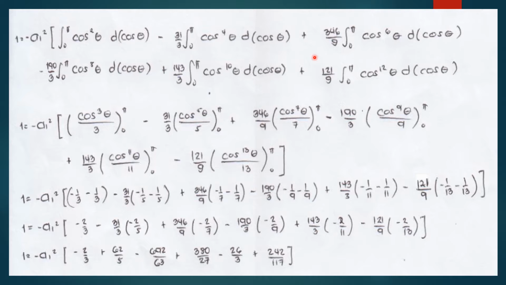346 over 9 integral of cosine theta raised to 6 d cosine theta from 0 to pi minus 190 over 3 cosine theta raised to 8 d cosine theta from 0 to pi plus 143 over 3 cosine theta raised to 10 d cosine theta from 0 to pi plus 121 over 9 cosine theta raised to 12 d cosine theta from 0 to pi.